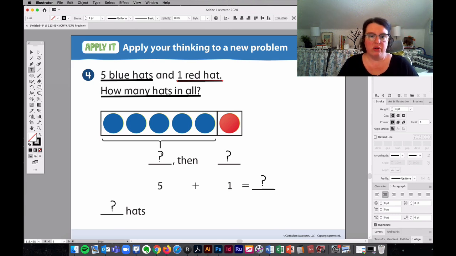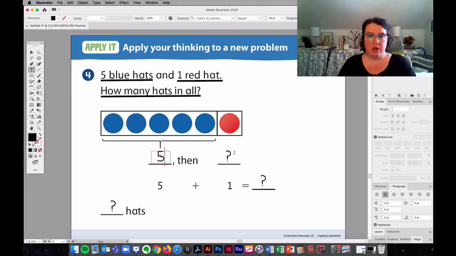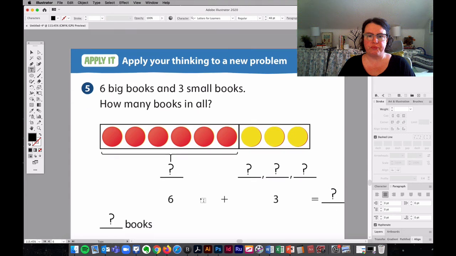So we have 5, then 6. Okay, so 5 plus 1 equals 6. There are 6 hats. Can you do one more with me? Let's do one more together.